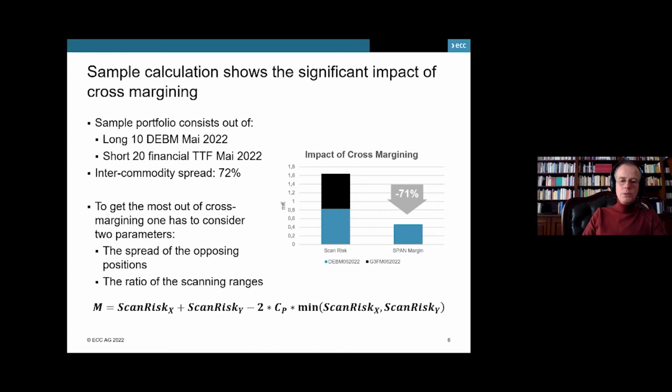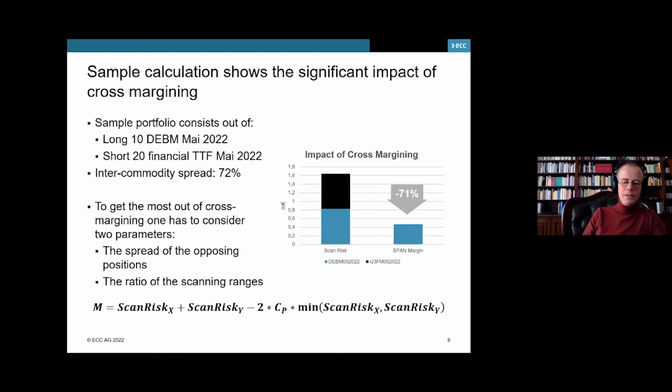Okay, so finally, I think just get the message. You decrease your initial margin by using the cross margining, take care of the intercommodity spread, but also on the scanning ranges, and try to even that out. That's from my side. Thanks for your attention.